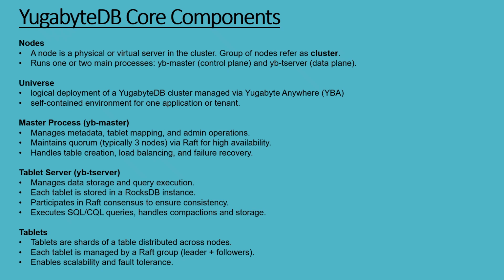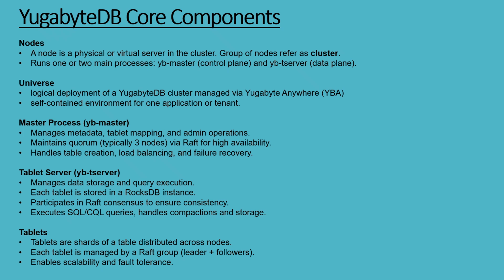Within a universe, you can have a primary cluster for handling all the reads and writes, and optionally one or more read replicas in remote regions, which can serve read-only traffic while providing lower latency. Because universes are isolated from each other, they provide a clean way to organize and manage multi-tenant or multi-environment deployments while still using the same Yugabyte Anywhere platform, which is the YBA platform.